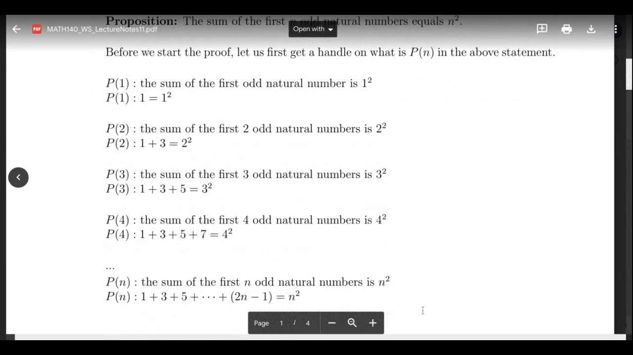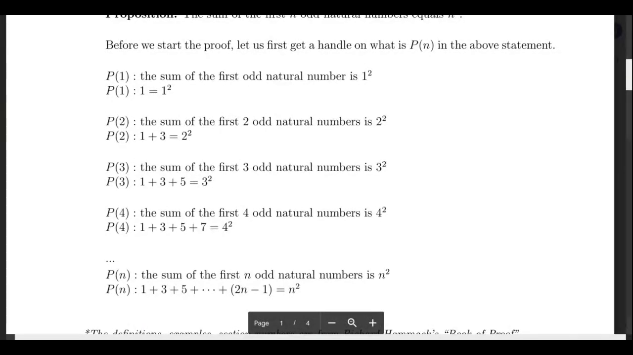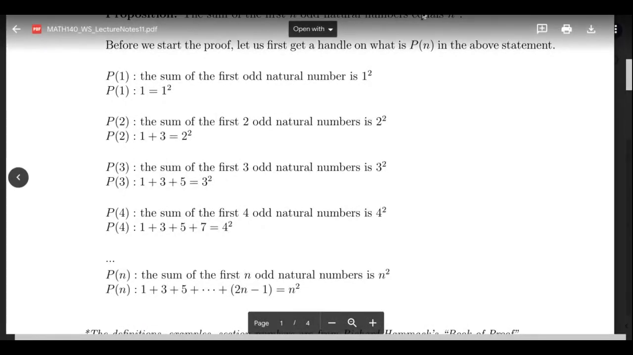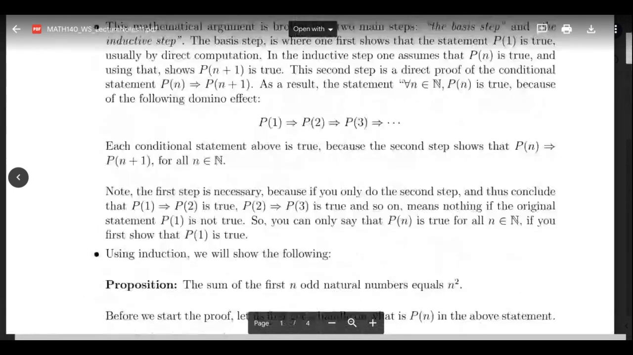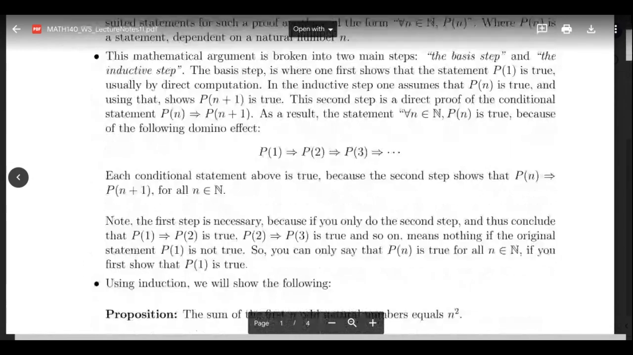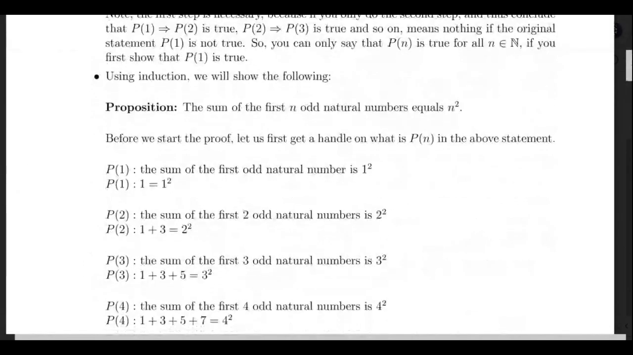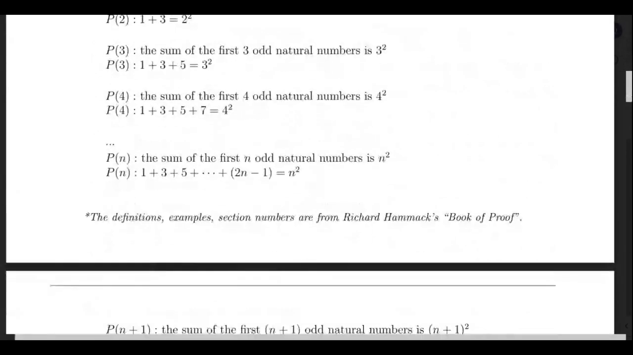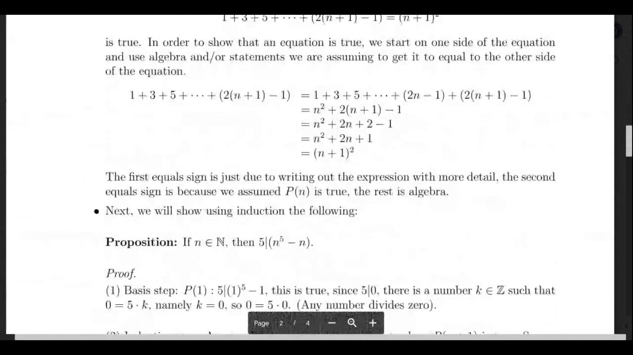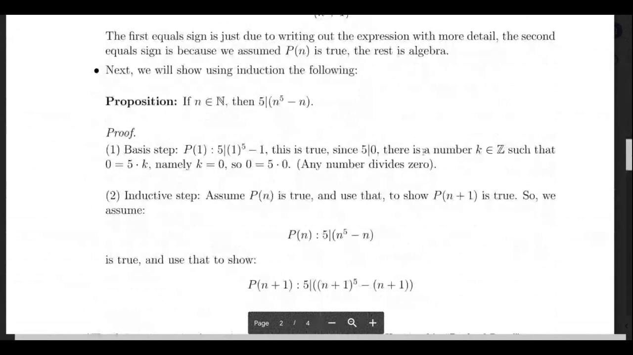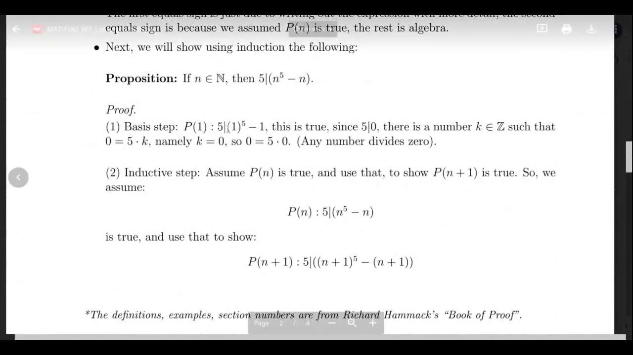Okay, anyone has any question? Okay, let's see the second one, the second proposition.